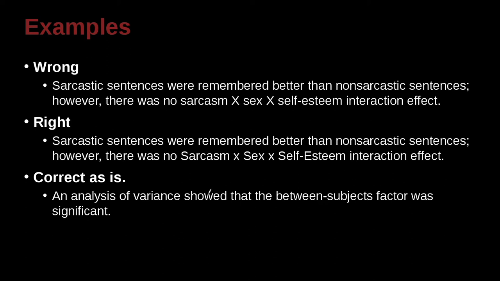An analysis of variance showed that the between subjects factor was significant. The between subjects factor. Now, we said that when you have a factor name, you go ahead and capitalize it. But this actually is not that, because first of all, we don't have multiple names to compare. And this is not the name of a factor. This is a between subjects. It's a different thing. It's measuring that effect that happens between subjects as compared to within subjects. That's a normal statistical approach. That's not the name of a factor that we derive from factor analysis. So, confusing, right?